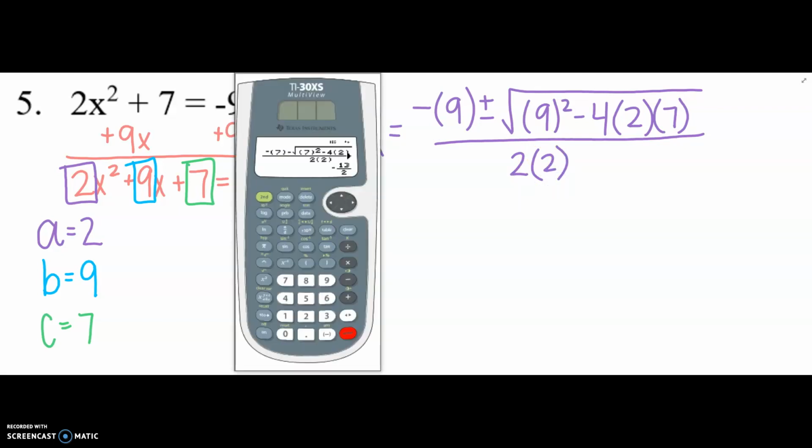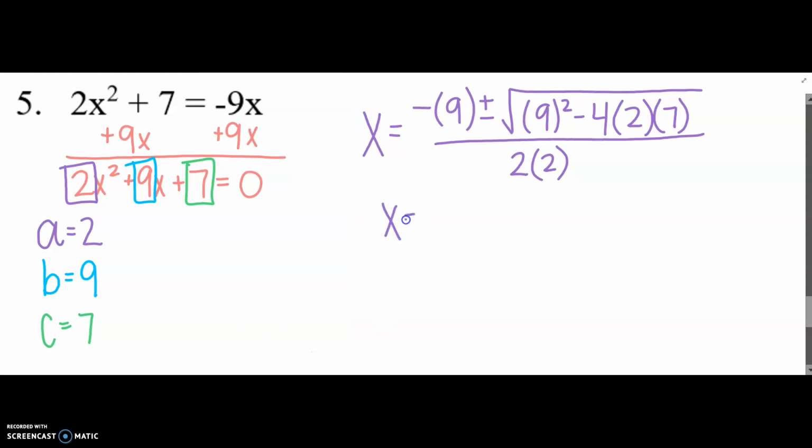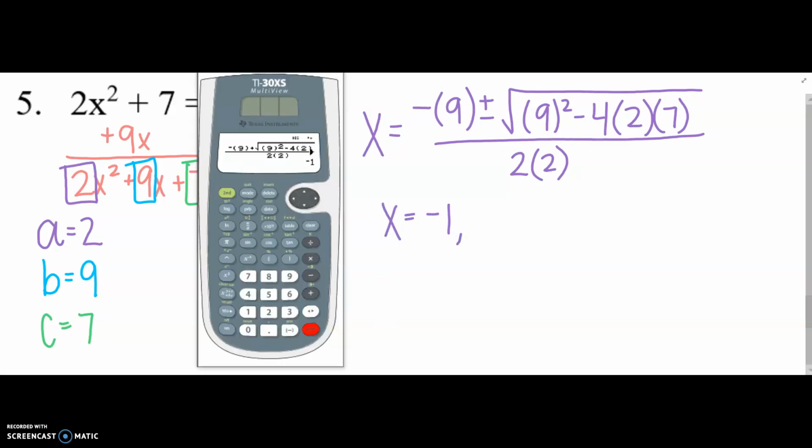We'll plug this one into our calculator as well. Remember, the first thing that you have to press is the fraction button. And we'll do negative times 9 plus the square root of 9 squared minus 4 times 2 times 7 all over 2 times 2. That gives me x equals -1. Don't forget we have to run it again.